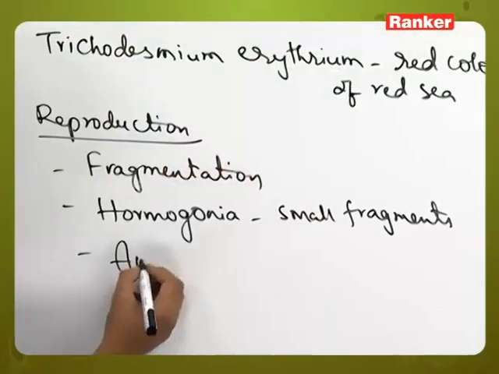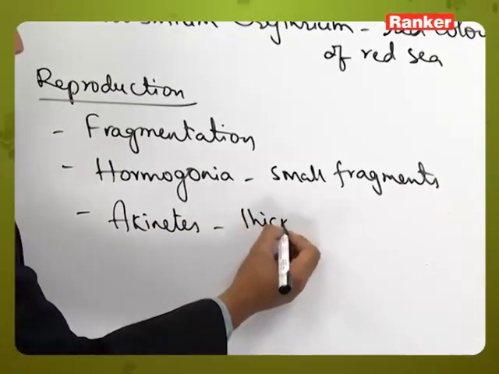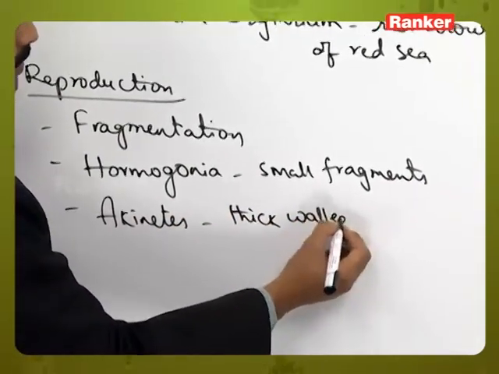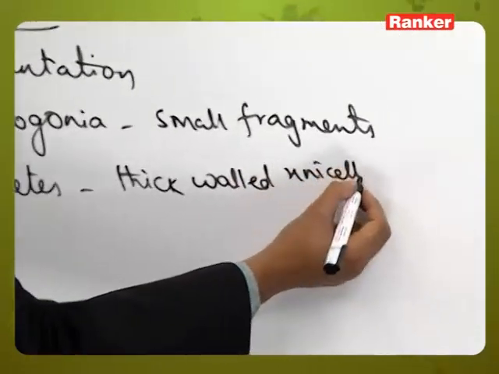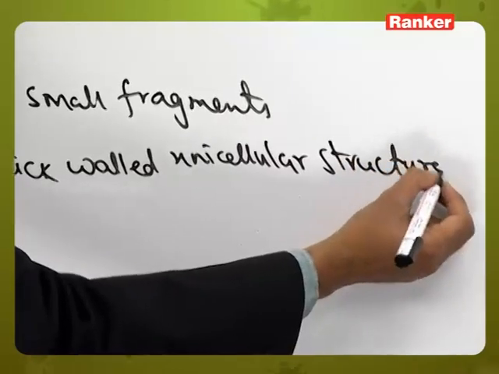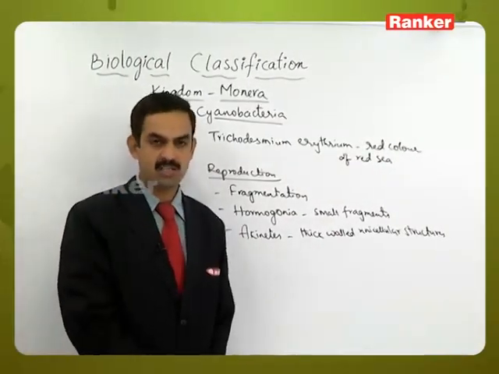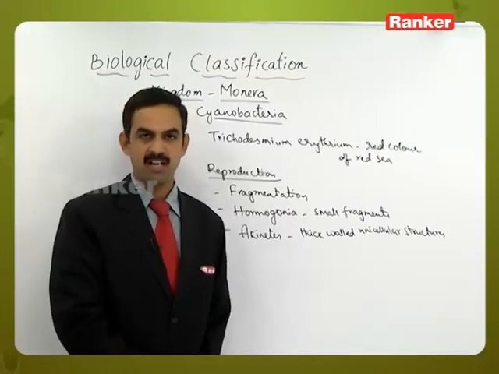Apart from this, they produce akinetes. Akinetes are special structures which are thick walled unicellular structures. So likewise, these are the various methods of reproduction carried out by cyanobacteria members.